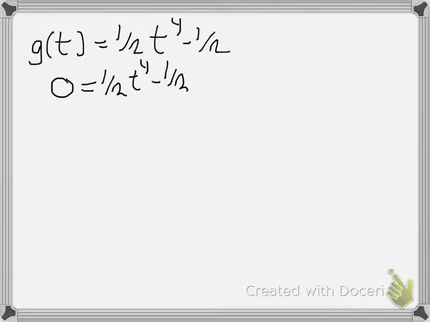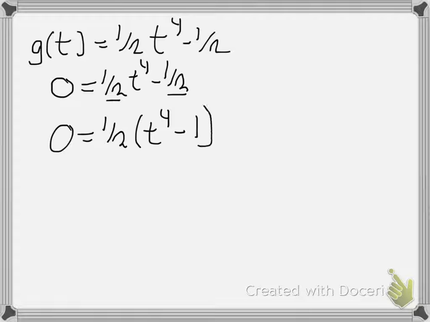A lot of you did a really good job of figuring out that, oh, we do have a common factor of 1/2, so I'm going to pull that 1/2 out. So I have 1/2 times t to the 4th, but some of you didn't understand that this would be t to the 4th minus 1 then. Some of you just said it's going to be 1/2 and that's it.